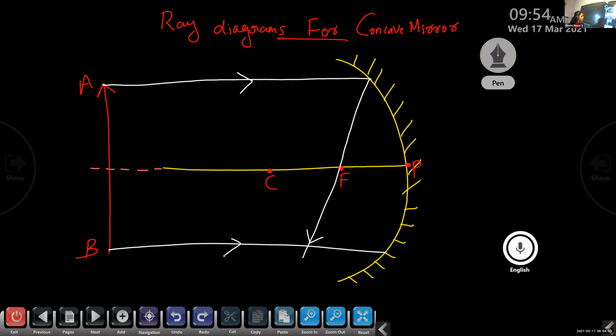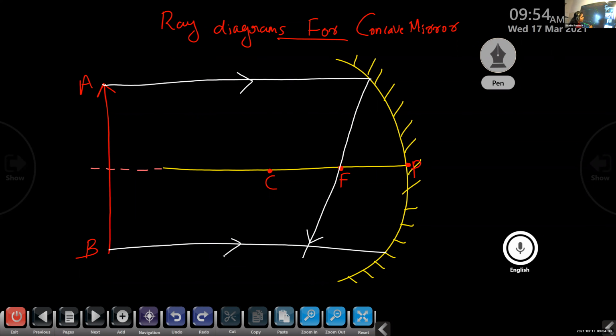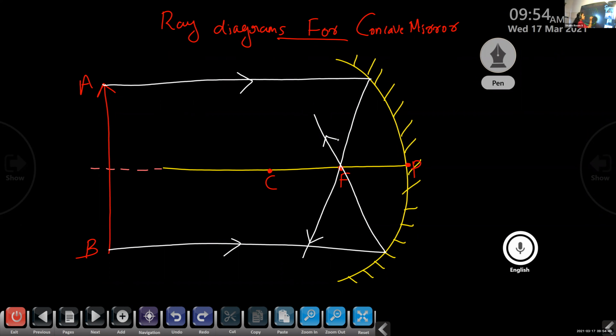Here also the ray of light came parallel to the principal axis. After the reflection, what happens to this ray of light? Ma'am, it passes through the principal focus. Yes, it passes through the principal focus. Very good. So where do these 2 rays coincide? It coincides at the principal focus.